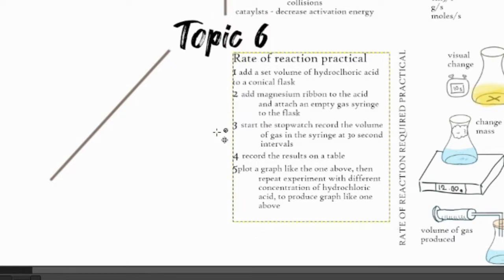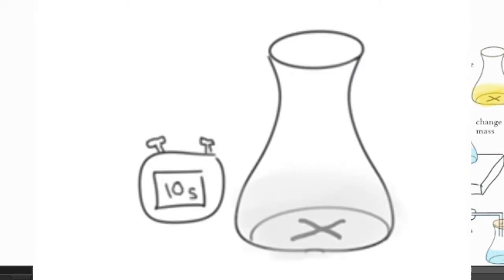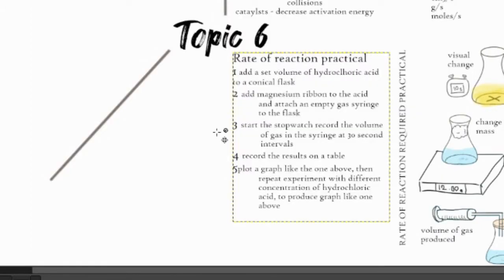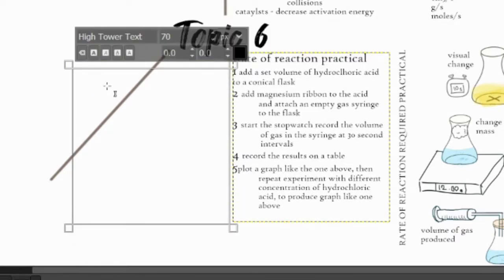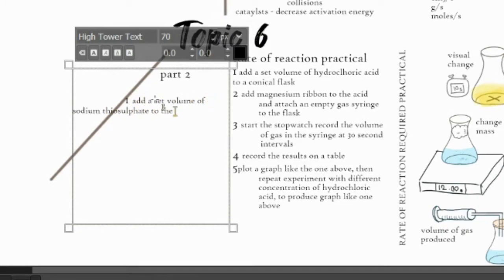Sodium thiosulfate and hydrochloric acid produce a cloudy precipitate from their originally clear solutions. This is because sulfur is produced. Add a set volume of sodium thiosulfate to a conical flask. Place the flask on a piece of paper with a black cross drawn on it. Add dilute hydrochloric acid to the flask and start the stopwatch.